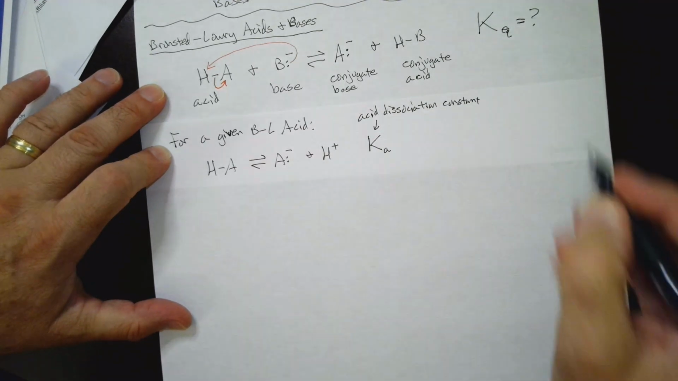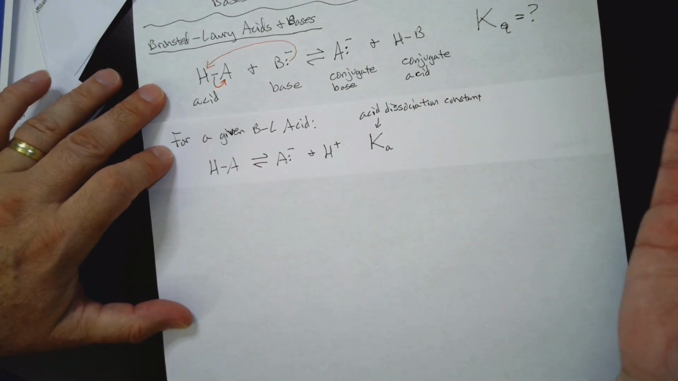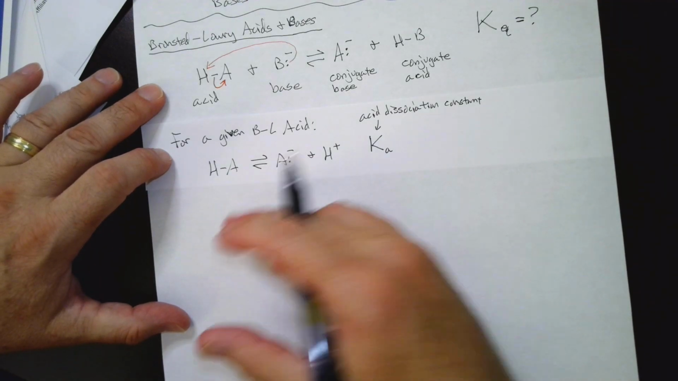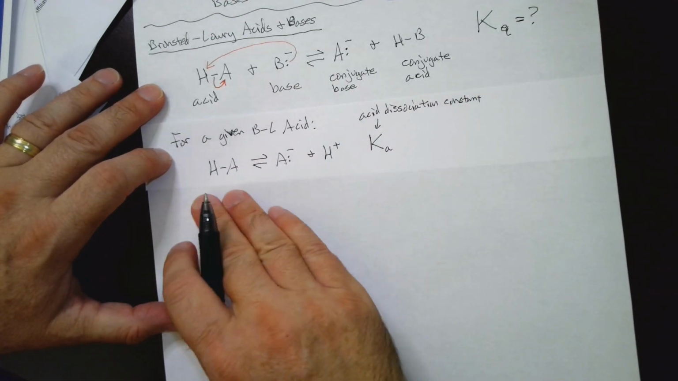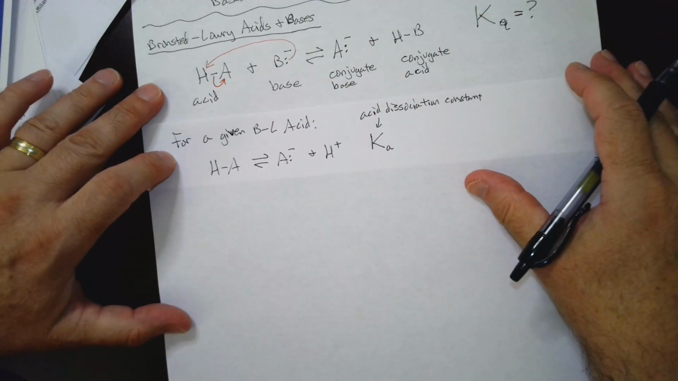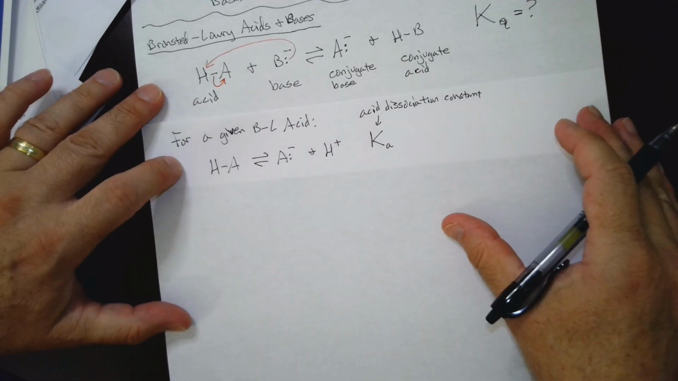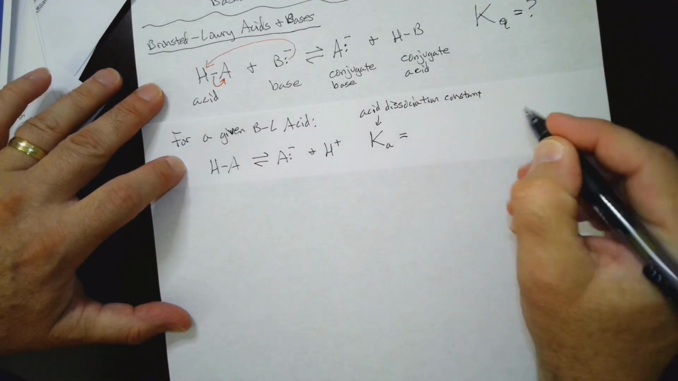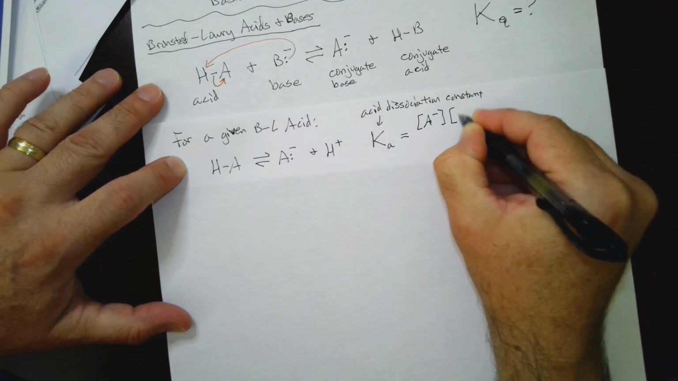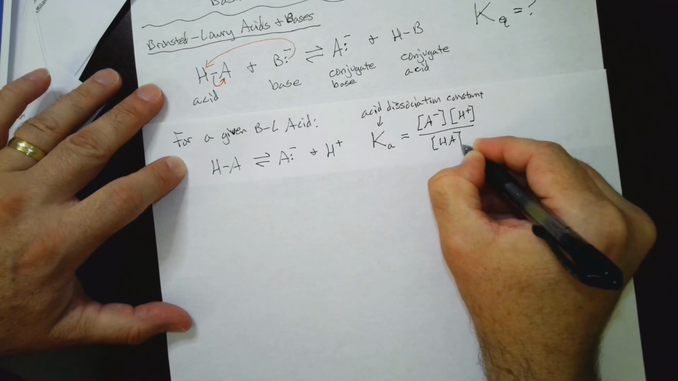And you may have seen this, or you should have seen this, in Chem 1B. You may have seen it involving water and the formation of H3O+. But we're just going to focus on it this way. We're going to ignore water, and I'll tell you why in a few minutes. All right, so we have our acid dissociation constant, and of course it is equal to the concentration of products over the concentration of reactants.